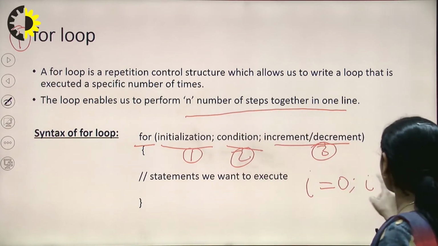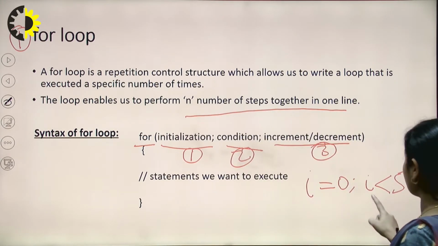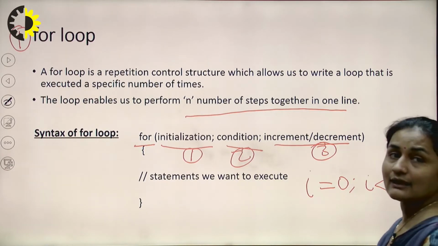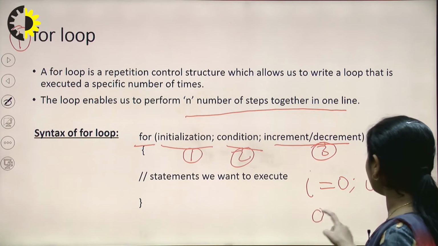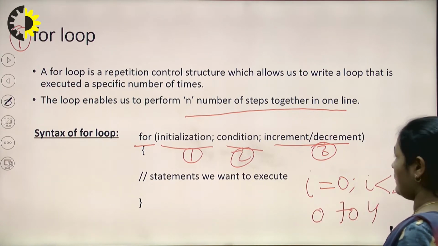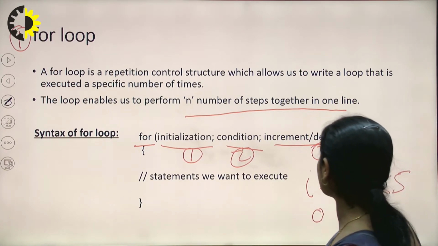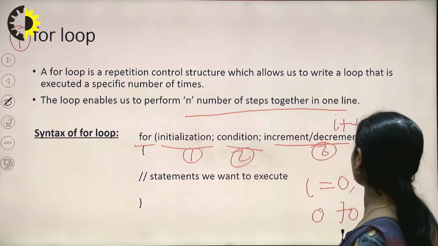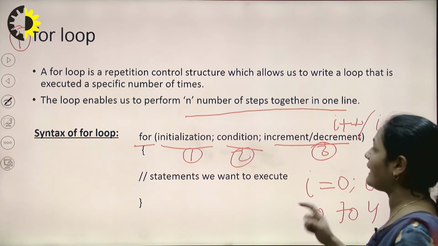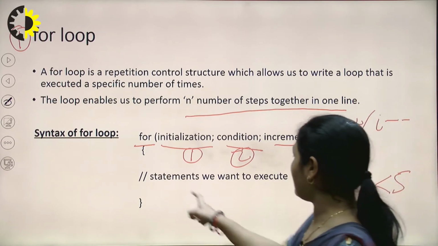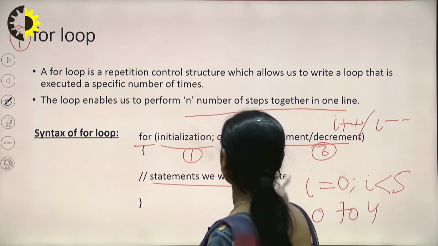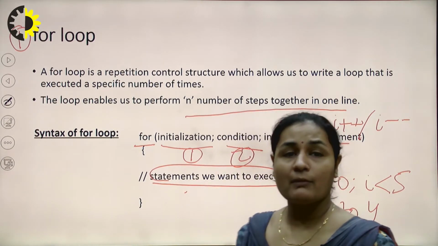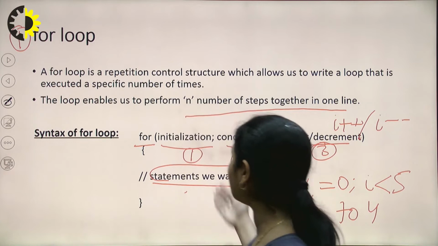Suppose we want to execute it 4 times, then we write i is less than 5. Then it will execute 0 to 4. Then the increment and decrement operation, where we increase the value or we can also decrease the value of that variable. Then in the body of the loop, we write the statement which we want to execute multiple times. This is the syntax of for loop.